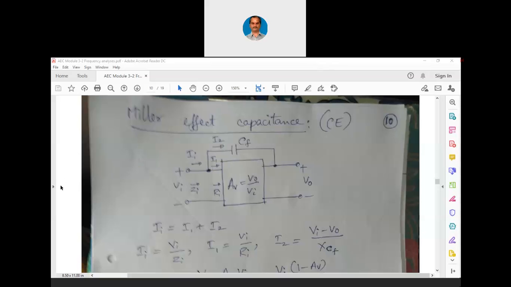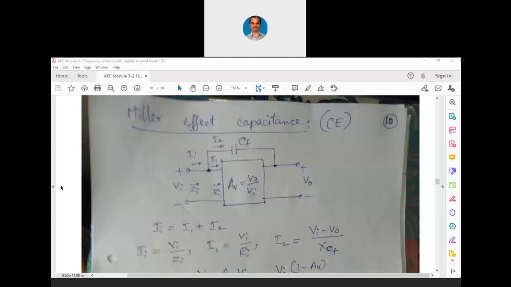Yesterday we had finished the low frequency analysis of BJT and FET amplifiers. Now, before we start the high frequency analysis, as I had told yesterday, there is a parasitic capacitance between base to collector region or between gate to drain region, and unless that parasitic capacitance is modeled in our transistor modeling, we will not be able to proceed further. For that purpose, one scientist called Miller had derived some expressions about this particular capacitance. That is why this capacitance is called the Miller effect capacitance.